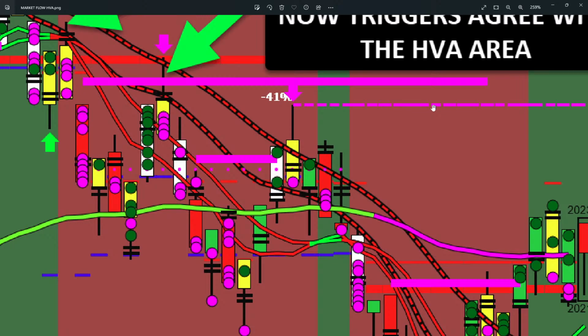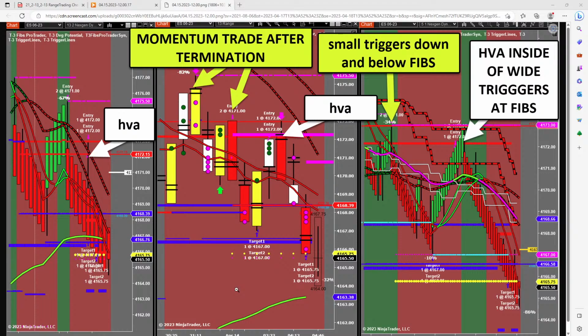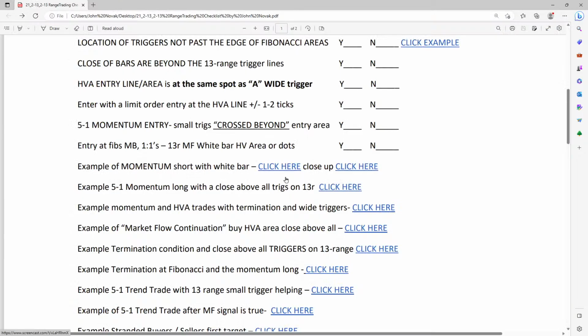5 range, 8 range, 13 range, 21 range, 34 range, 5 minute, 13.2. It doesn't matter. It's where the triggers are and how wide they are, and then you get to sell at the area. And it was the same thing here. Again, the momentum is the first one, and then the high volume trade is the second one. If you guys have questions about these, let me know. But I put them in here so you guys can look at them.